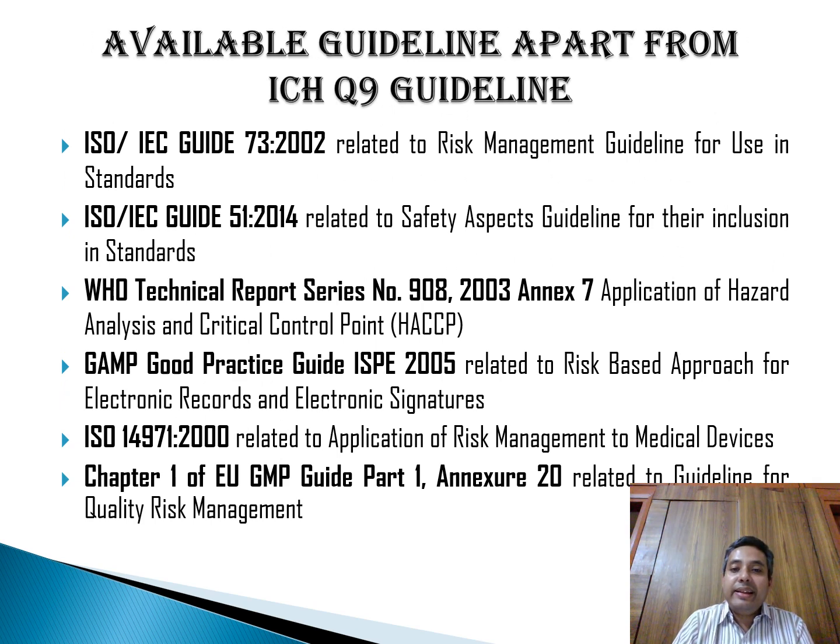There are six guidelines which talk about quality risk management apart from the ICH Q9 guideline. The first one is ISO IEC Guide 73-2002 related to risk management guideline for use in standards. ISO IEC Guide 51-2014 related to safety aspects guideline for their inclusion in standards.